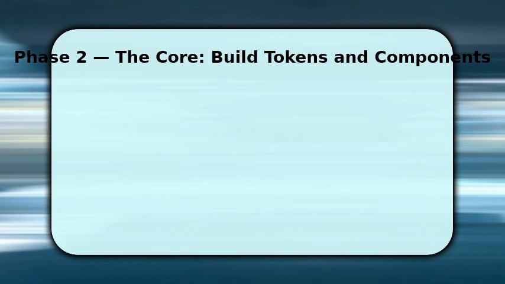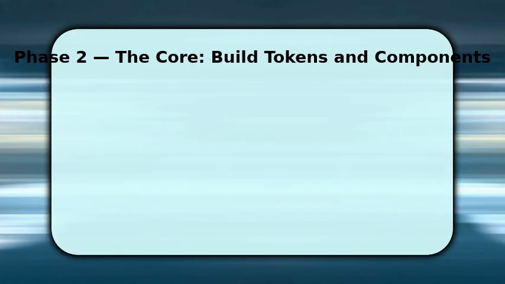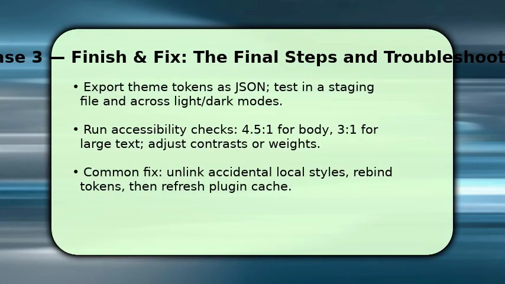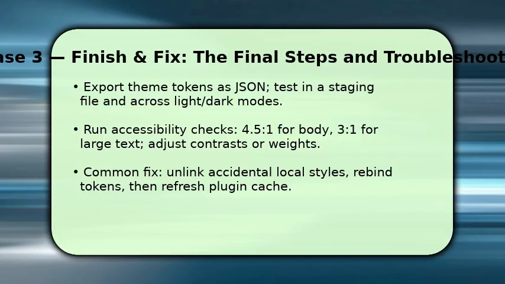Convert core UI elements, buttons, inputs, cards, into token-driven components and create clear variants. To finish, export your token set as JSON and import it into a staging Figma file. Validate both light and dark mode results so the theme behaves predictably.